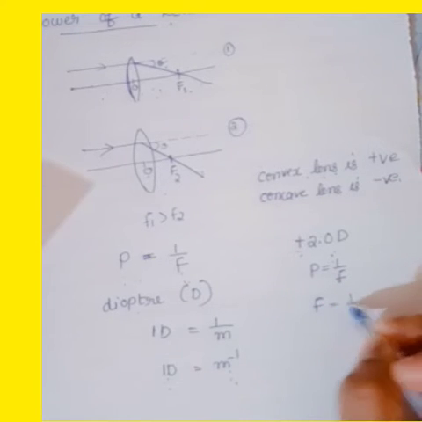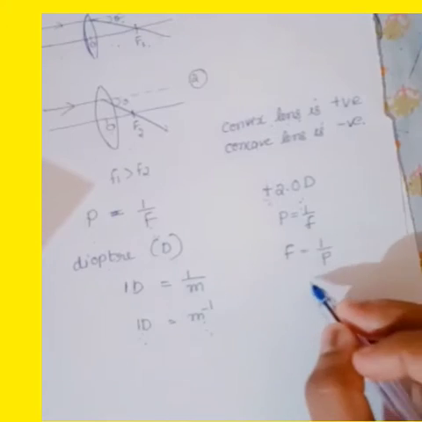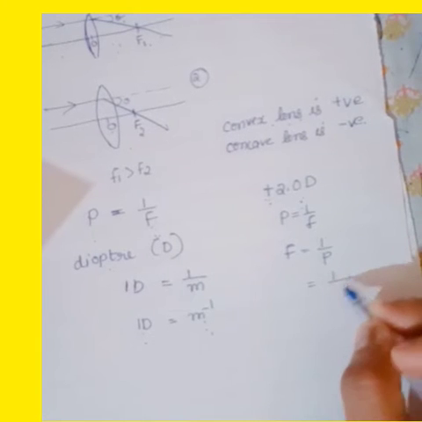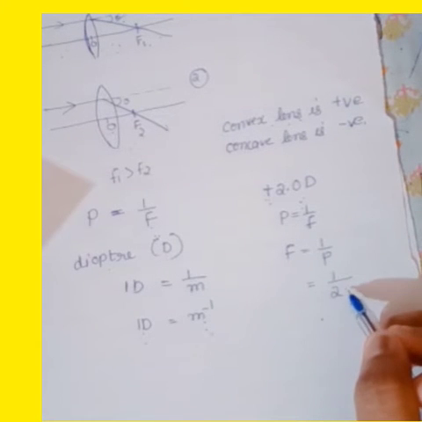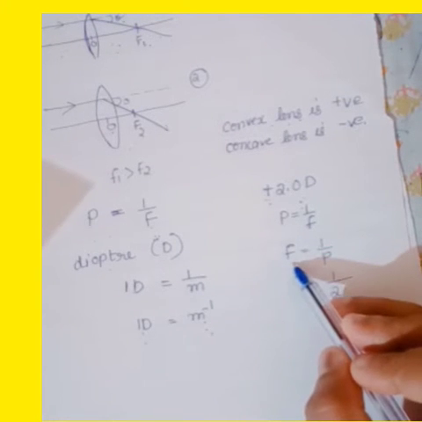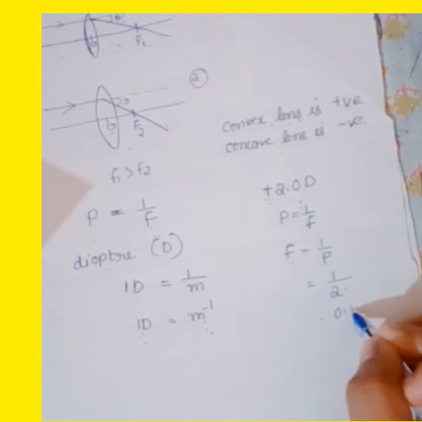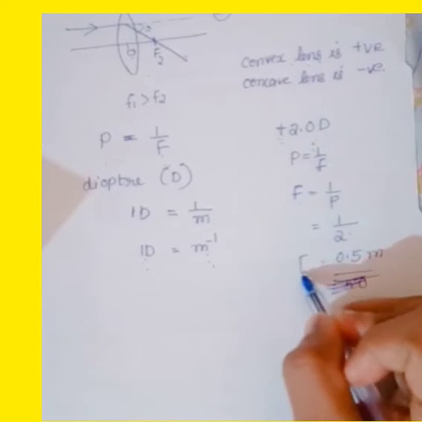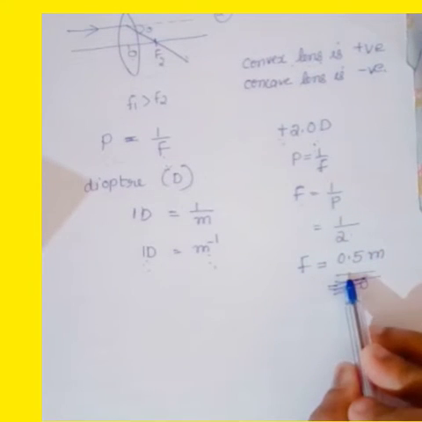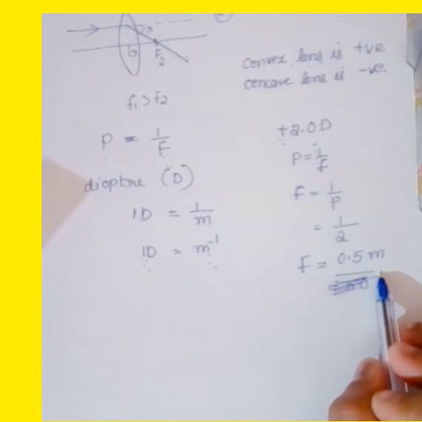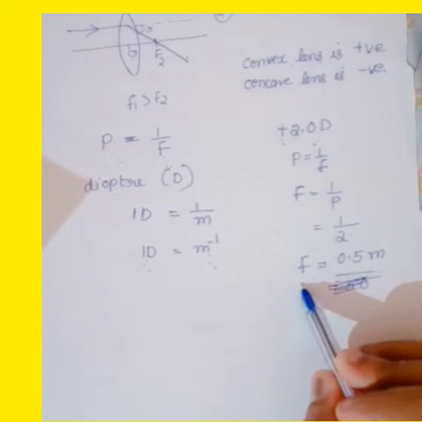F is equal to 1 by P, which is equal to 1 divided by 2 diopter. Here the focal length is expressed in meters. So 1 by 2 is 0.5 meter. So the focal length is 0.5 meter.